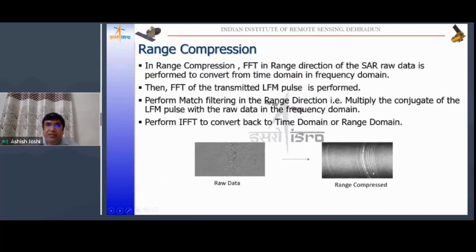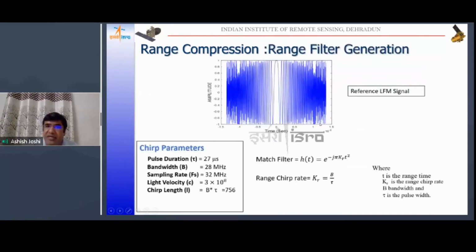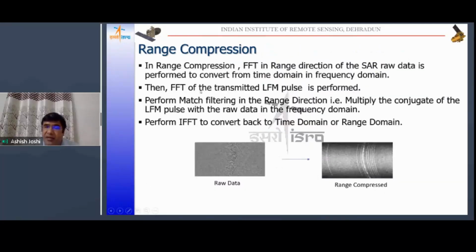So what is the range compression? In the range compression, we have to take the FFT in the range direction of the SAR data, meaning first we make the SAR data in the frequency domain. So we take a one-direction FFT in the range direction. Then what is our reference signal? That is the reference signal which we have made based on the SAR parameters. We have to take that in the frequency domain too. So both signals we have to bring to the frequency domain.